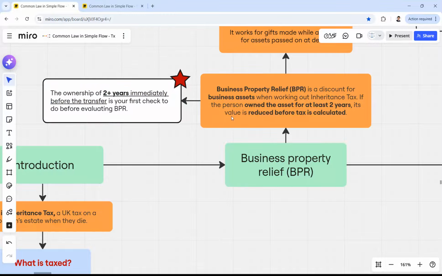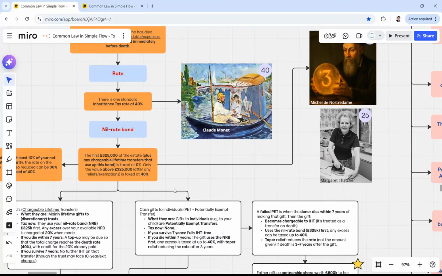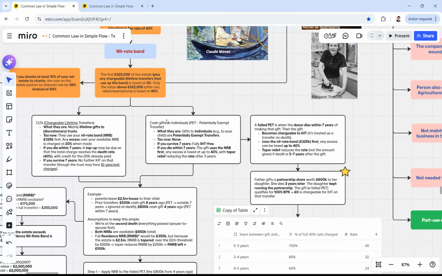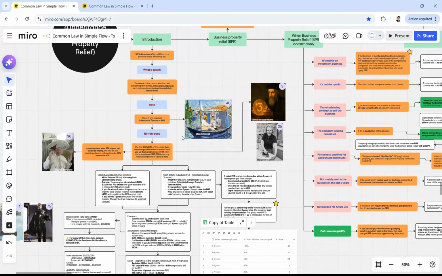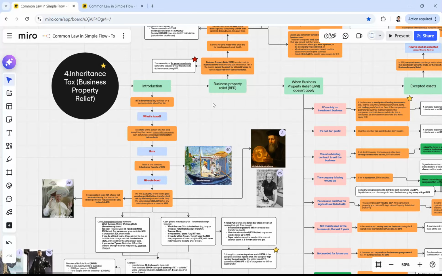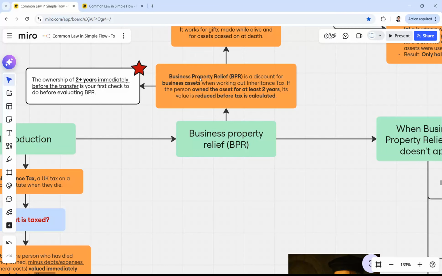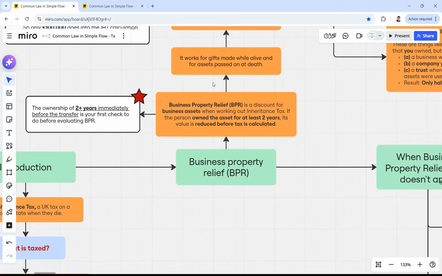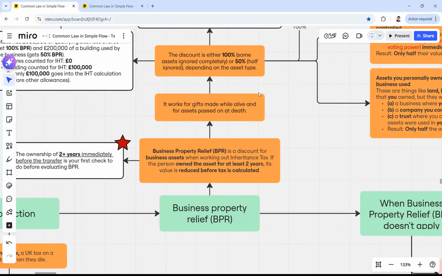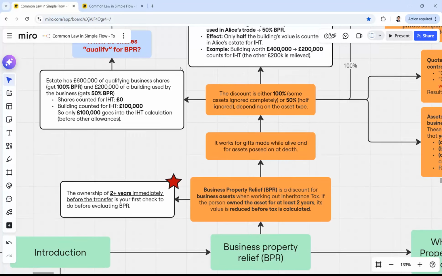But there is also another point that you should check. Previously, we were talking about the example when parents are leaving their apartment to their child or doing a gift transfer to their child of £800,000. All those examples were personal transfers and personal ownership. And this relief only works with business property. So something should belong to you as business. It works for gifts made while alive and for assets passed on at death. The examples will bring more clarity.